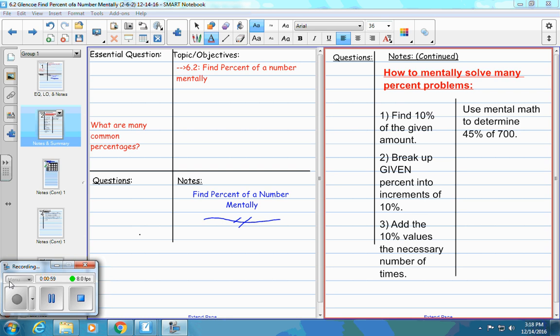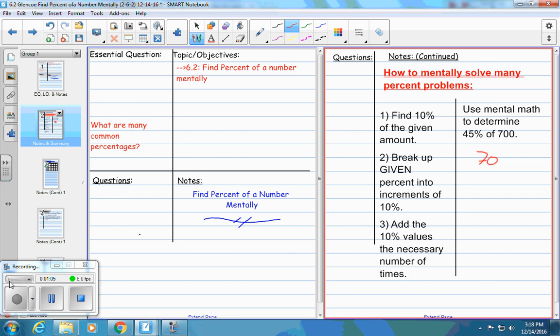Okay, so step one is find 10% of the given amount. Well, 10% of 700 is simple. If you did not know from our chart, which will actually show up on the next slide, 10% is equivalent to 1/10, which means all you have to do is move the decimal point one place to the left. That's the same as dividing by 10 or multiplying by 1/10. So 10% mentally is 70.